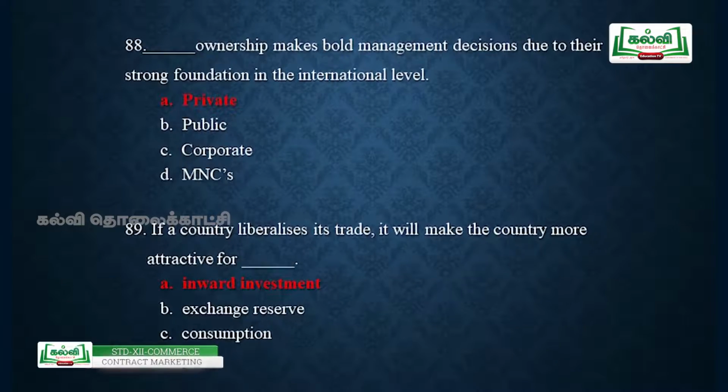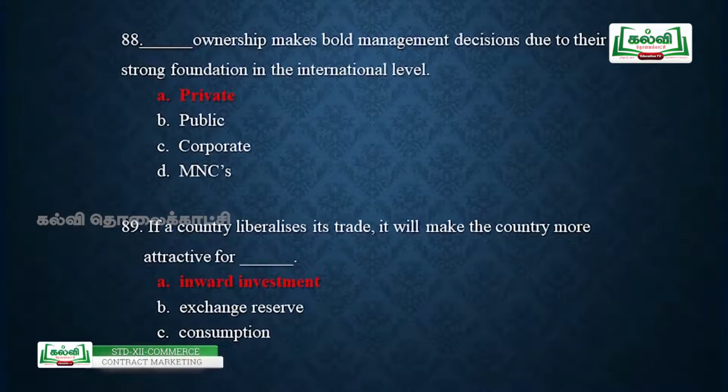But in case of a private ownership, the private owners can take their own bold decision in case of anything regarding the change of their place of business, or the change of manufacture of their product. They can make bold decisions in the international level. So, option A, private ownership makes bold management decision due to their strong foundation in the international level. So, option A, private ownership is the correct answer. The next one, question number 89.